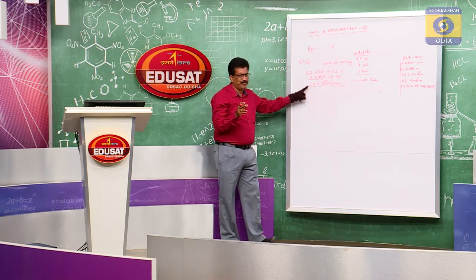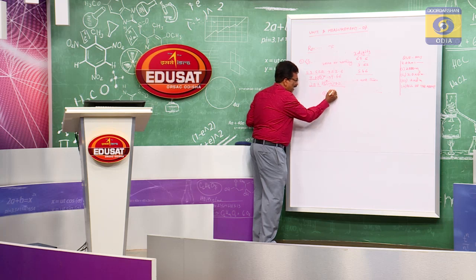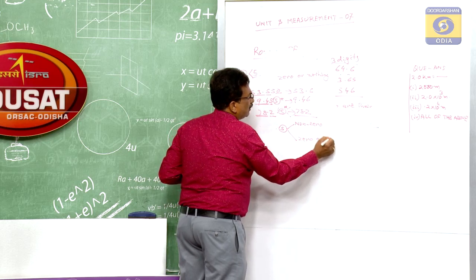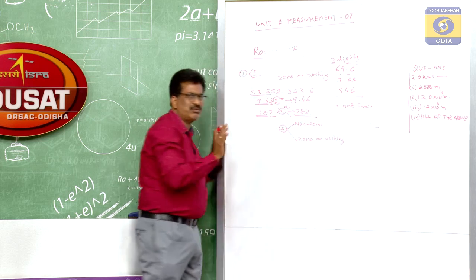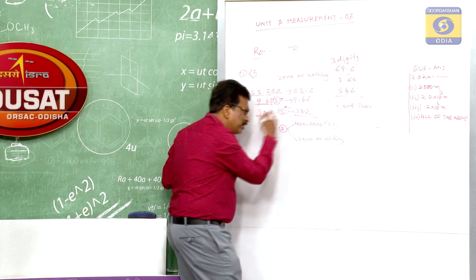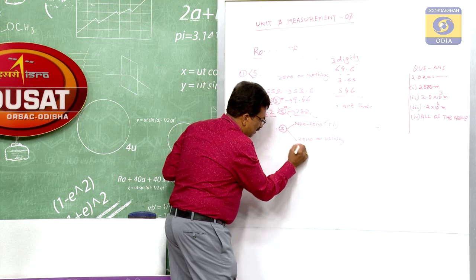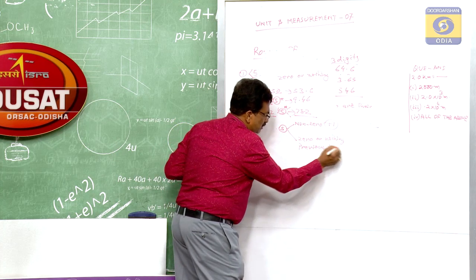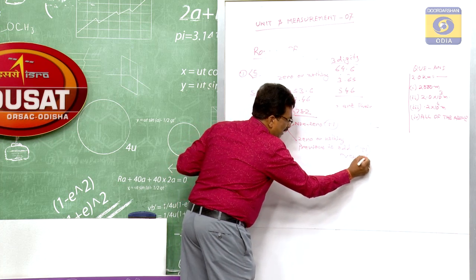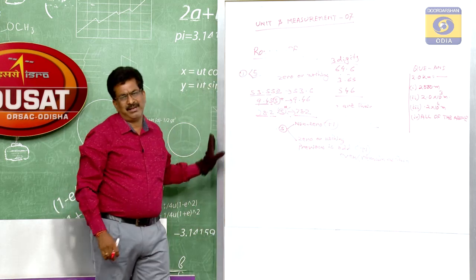Are you clear, my students? It is very important. After the third place, if it is 5, there are 2 things: either non-zero, or 0 or nothing. These 2 cases will come always. If it is non-zero, then you have to add 1 to its preceding digit. If it is 0 or nothing, there are 2 cases. If the previous is odd, then you have to add 1. If the previous is even, remain as such. These 2 you have to remember very clearly.